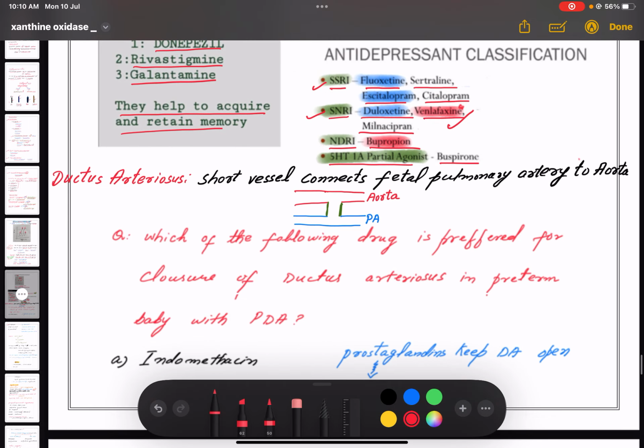Now let's talk about what is ductus arteriosus. Ductus arteriosus is a short vessel. It is a small vessel which connects the fetal pulmonary artery to the aorta. This is the aorta, and this is the pulmonary artery, and this is the short connection which is known as ductus arteriosus. This ductus arteriosus closes after the birth. Now let's see a question.